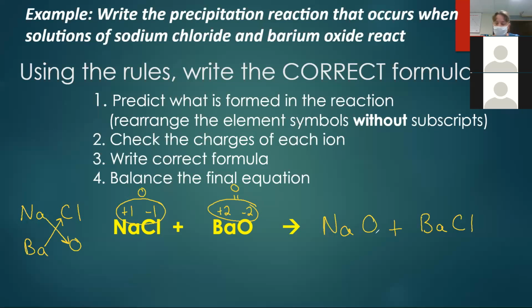Na is now combined with O, but the charge of the ion doesn't change, okay? The Na ion is always +1. So I'm just going to write this over to the side here in my scratch area. I'm going to write the charges of my ions. The O ion is always -2. So if Na is +1 and O is -2, do those charges add up to 0?